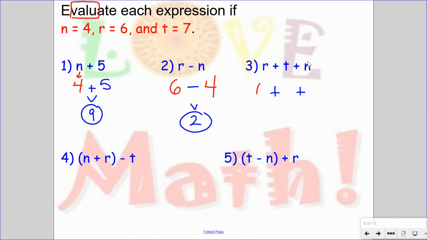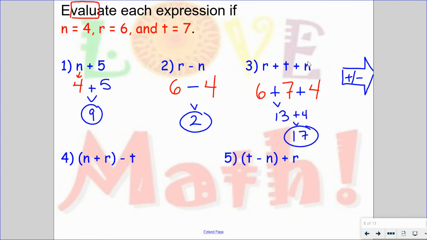Some number r, which is 6, we're going to then add a quantity t. Well, t is 7. Let's substitute in 7. And n is 4. Now, order of operations: all add and subtract are equally strong, so we go left to right. Therefore, 6 plus 7 is 13, and 13 plus 4 is 17.